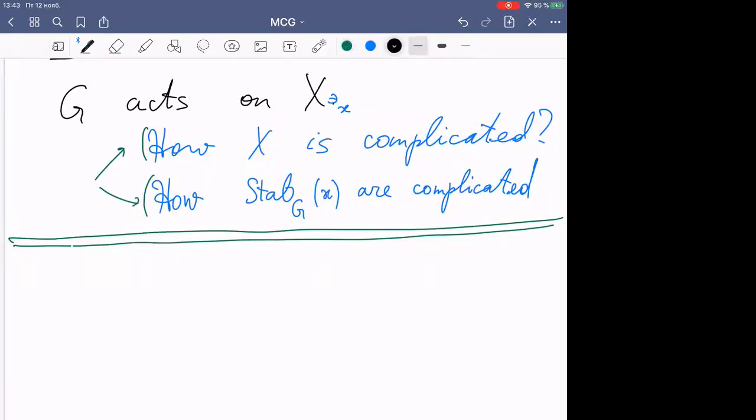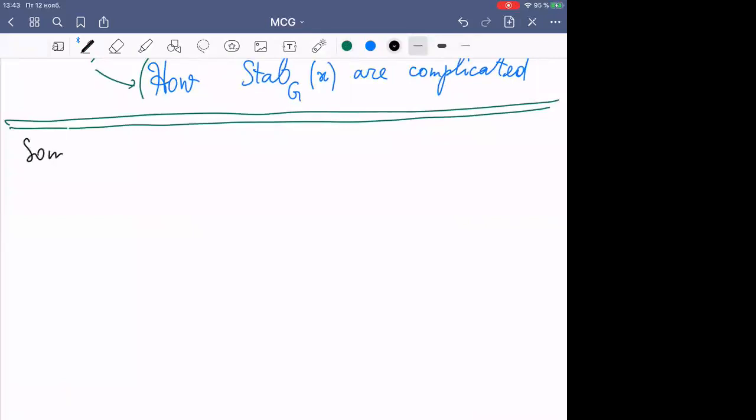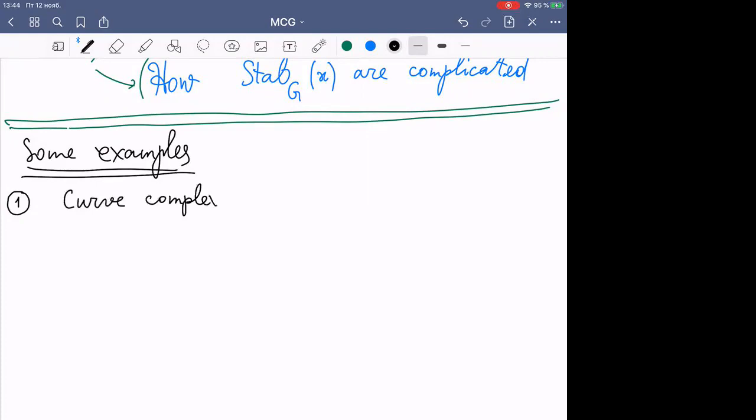Okay, but now some examples. These are just some examples, but the most useful and maybe most famous. There are many variants of these constructions and so on. Maybe the first which I want to start with is the curve complex. It is constructed as follows. We would like to start with the following: a surface of some genus with punctures. At the moment, I don't want to study surfaces with boundary components. Let us just consider surfaces with punctures.